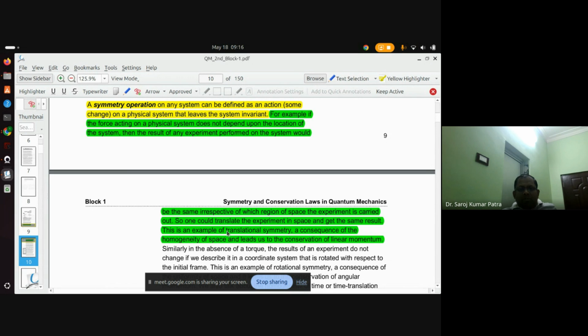So this is an example of translational symmetry, a consequence of the homogeneity of space. This is important: the homogeneity of space leads to the conservation of linear momentum. We'll see how translational symmetry leads to the conservation of linear momentum.